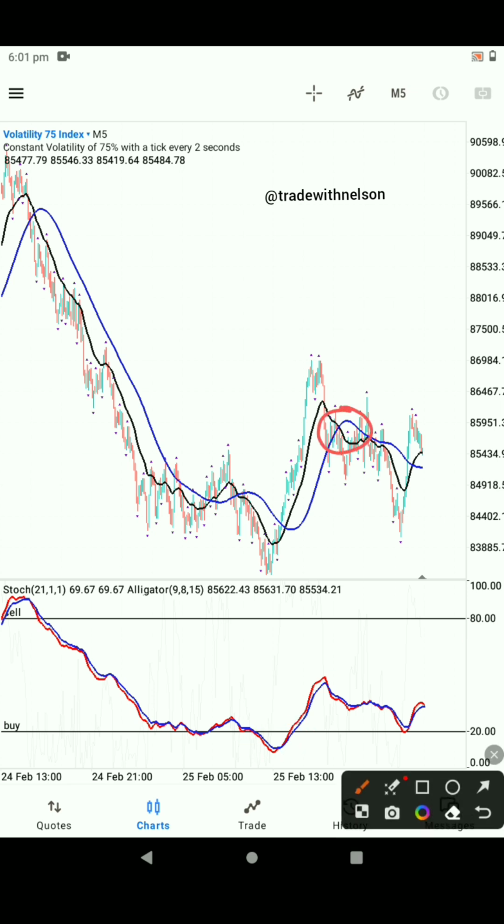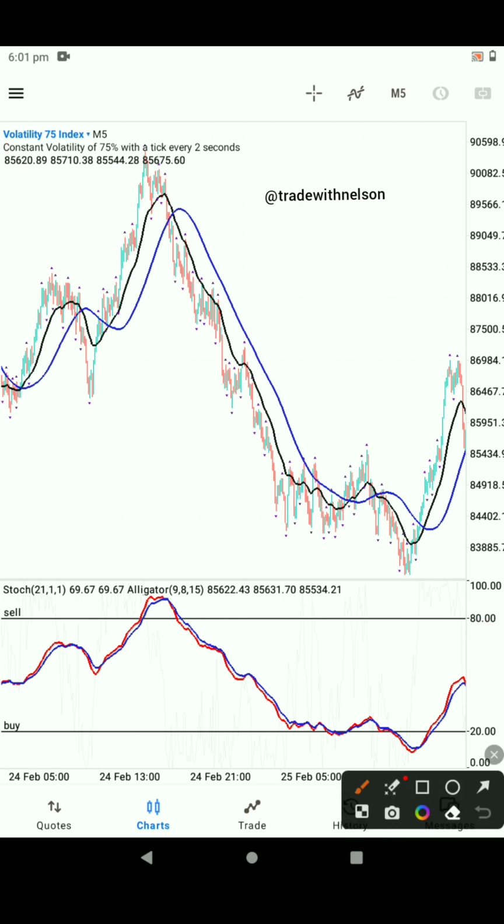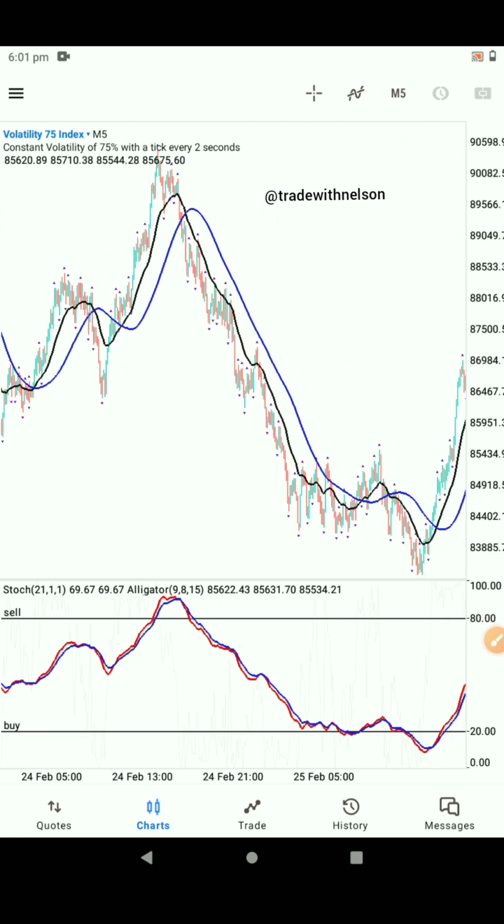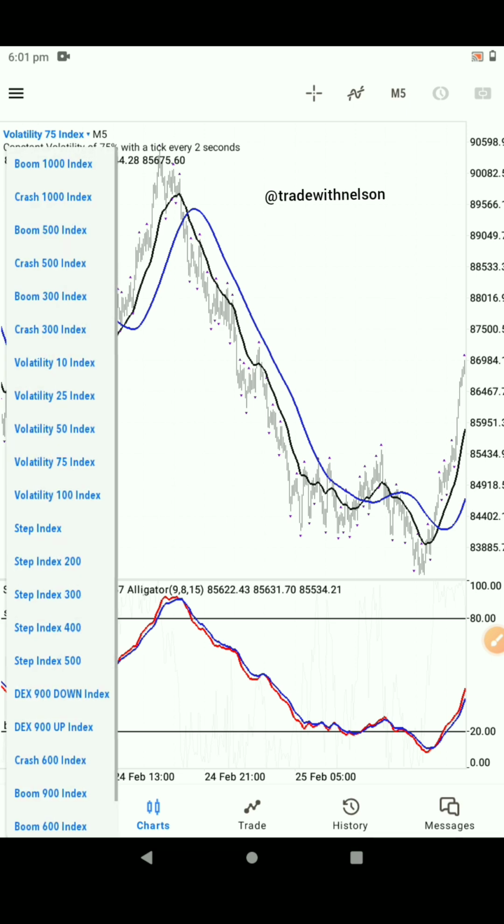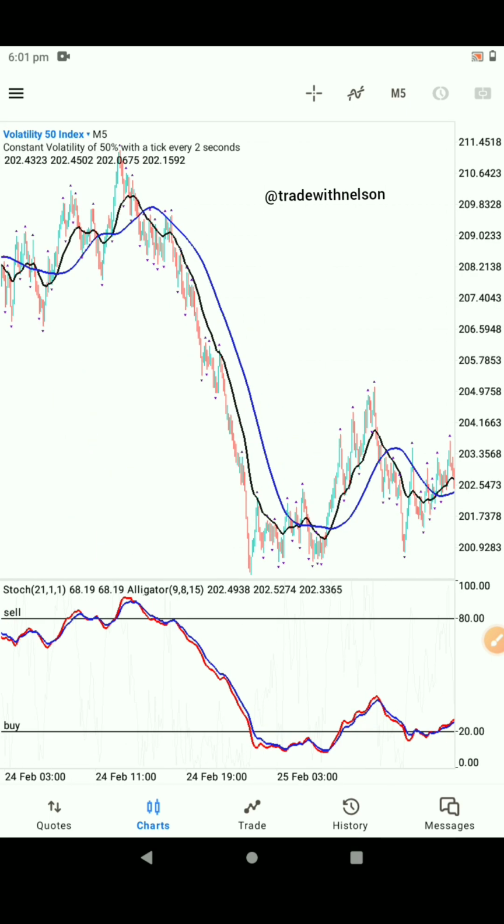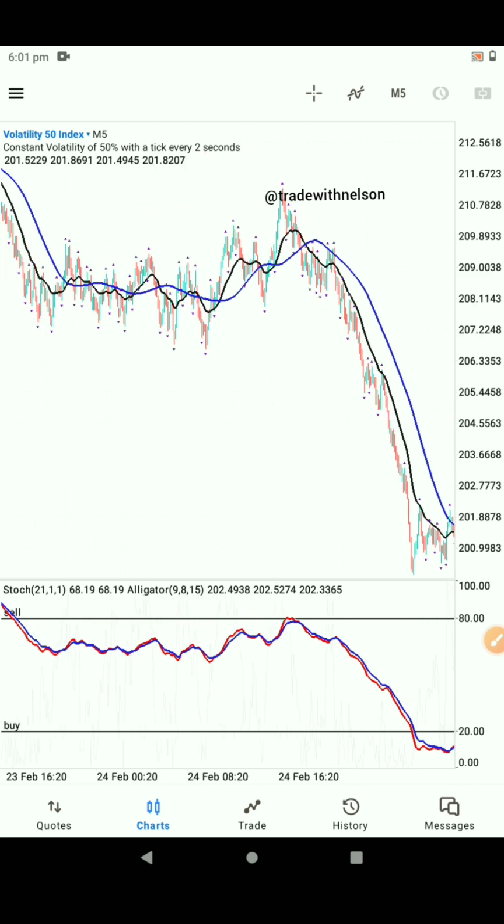Either you see the cross or you close your trade in the overbought region. You see over here, market goes down without giving you any cross, and then once it enters the oversold region, you close your trade. So let me go to Volatility 50 and show you one or two examples over there. This strategy is applicable to all volatility markets.